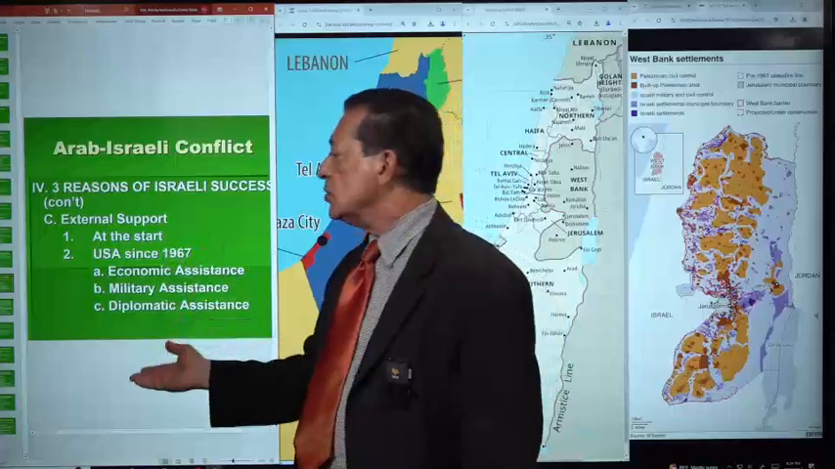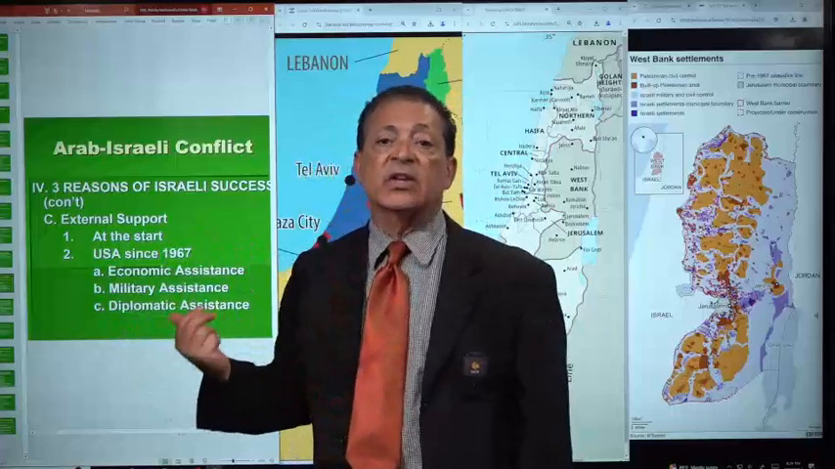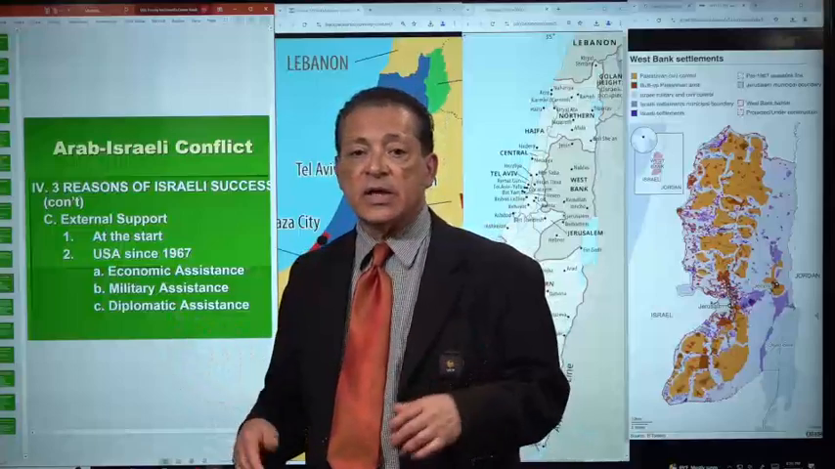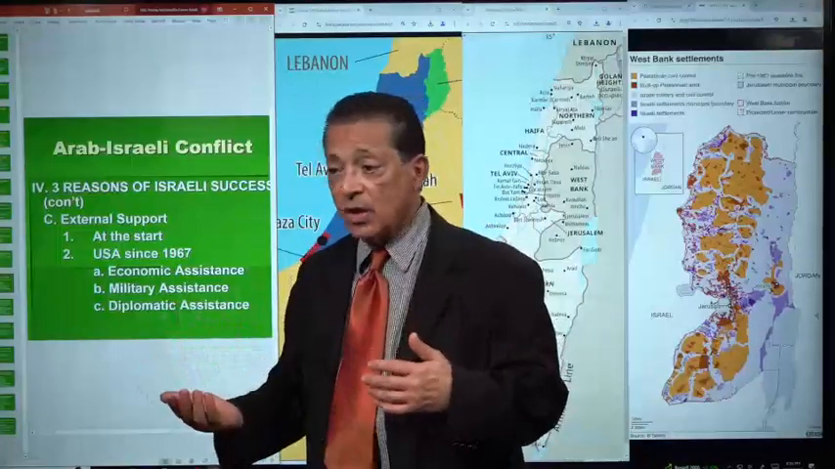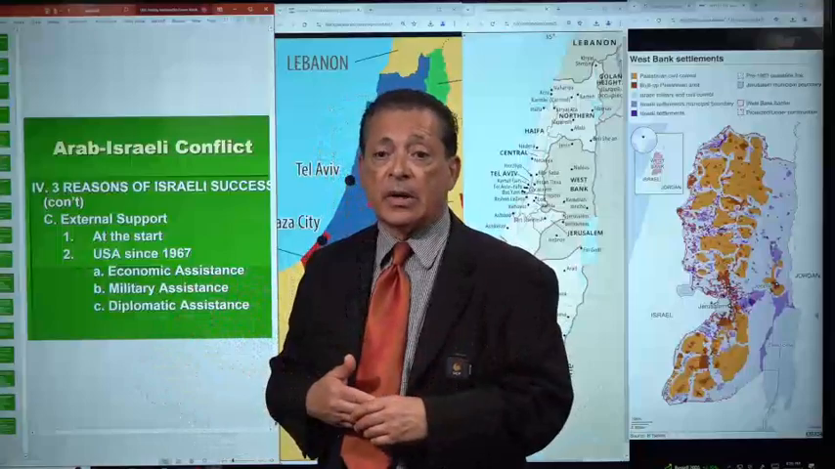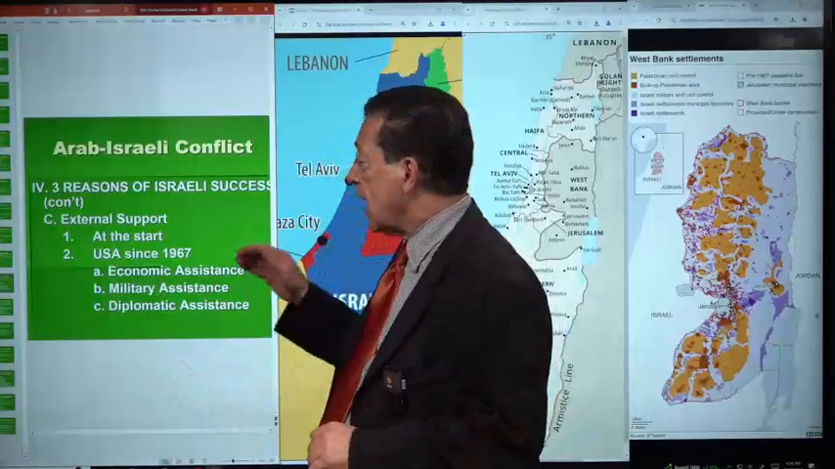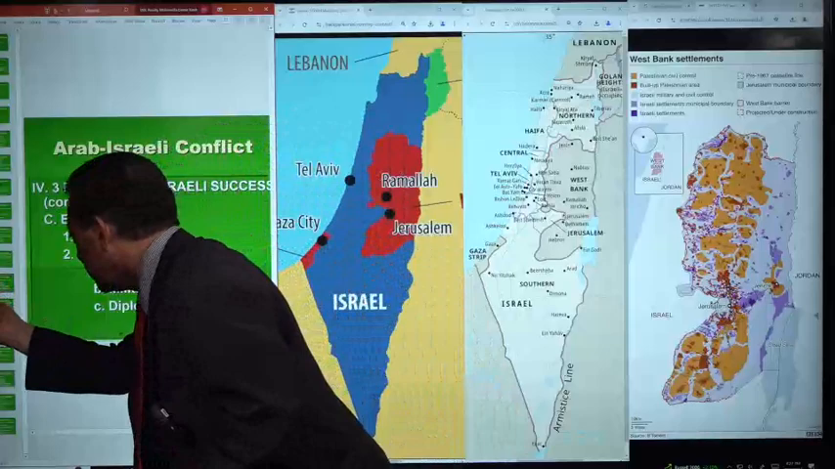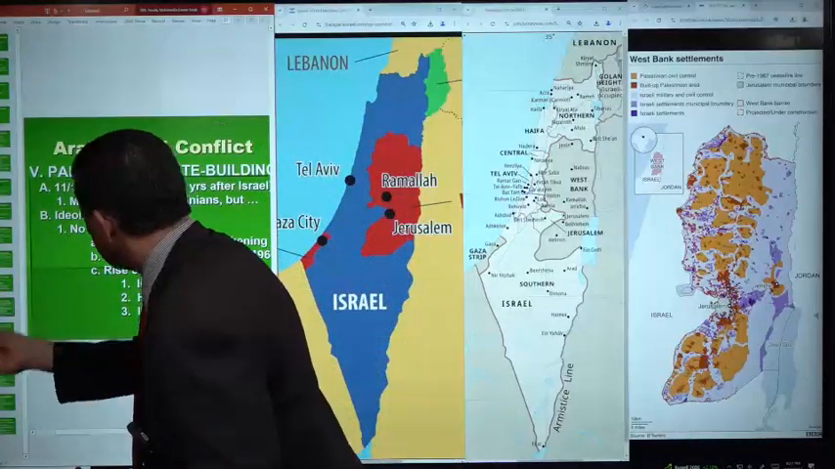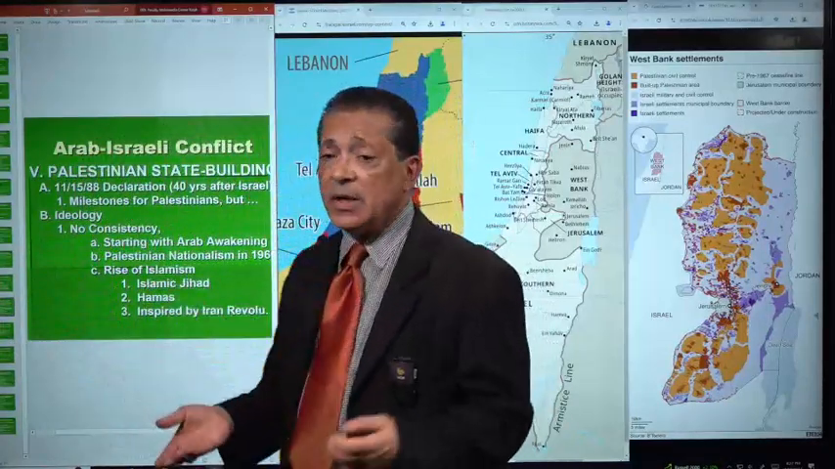And then external support, that is very important. That's the third factor. External support for Israel has been mostly from the US, UK, and Western Europe for all practical purposes, and that's very important. Now, when we look at the same factors, for example, for Palestinians, they come out short.